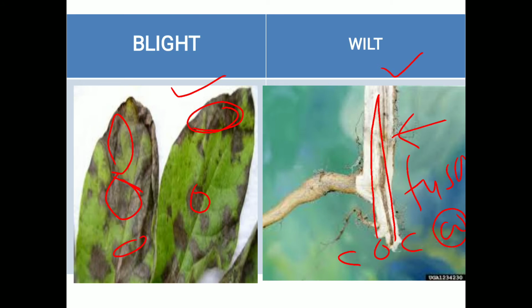Okay, next one is wilt. Wilt means what? In Marathi, it is called mar rog. There are two reasons for wilting.